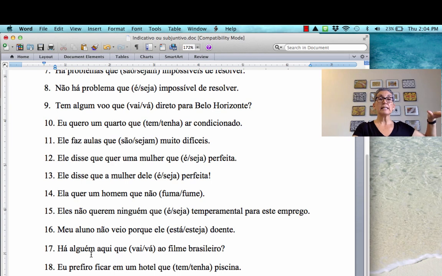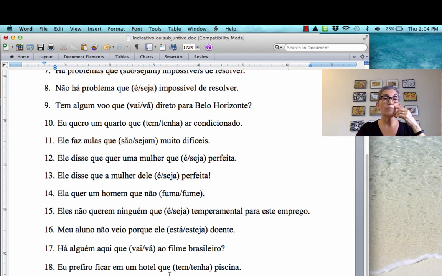Há alguém aqui que, blá, blá, blá, ao filme brasileiro? So is there anybody here who is going to the Brazilian film? So you are asking, there is a doubt involved, subjunctive. Há alguém aqui que vá ao filme brasileiro?